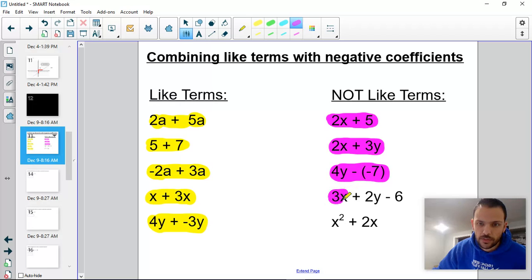Here's another example of not like terms. We have 3x plus 2y minus 6. None of these are like terms. We have an x here, we have a y here, and we have a minus 6 with neither variable. So we cannot combine those either.